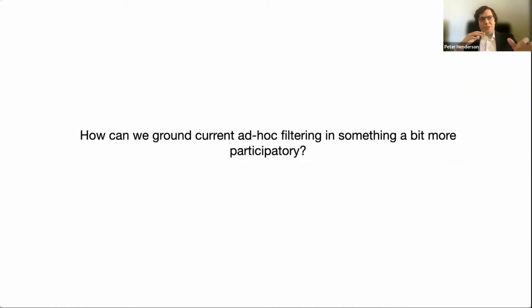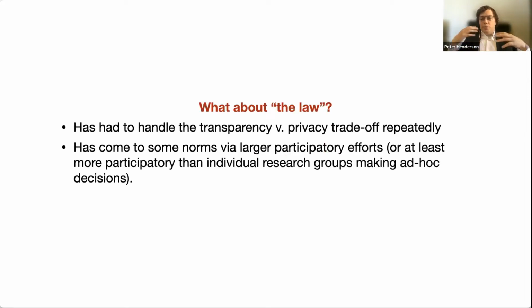But you can see here that it's basically every research group for themselves, right? They figure out what they think is important to filter out, and they make those decisions. And a big question is, how can we make this ad hoc filtering, which is basically group by group, a bit more participatory? And we thought, what about the law? Because there are already participatory systems. Of course, many of us would like them to be more participatory, but certainly they're more participatory than individual research groups making their own decisions.